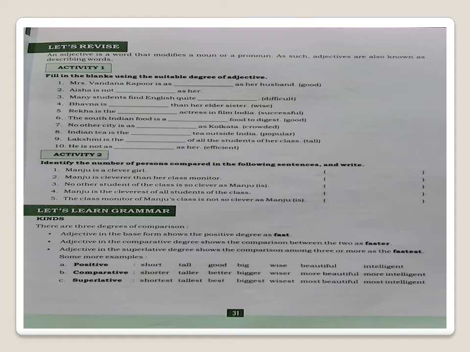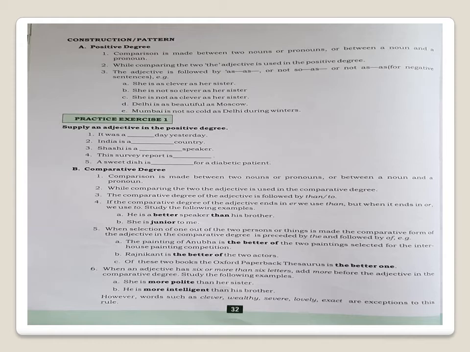Let us turn the page. Page number 32. Children, see here on page number 32, construction or pattern. First we will learn about the positive degree. In the positive degree, comparison is made between two nouns or pronouns, or between a noun and a pronoun. For example, she is as clever as her sister.